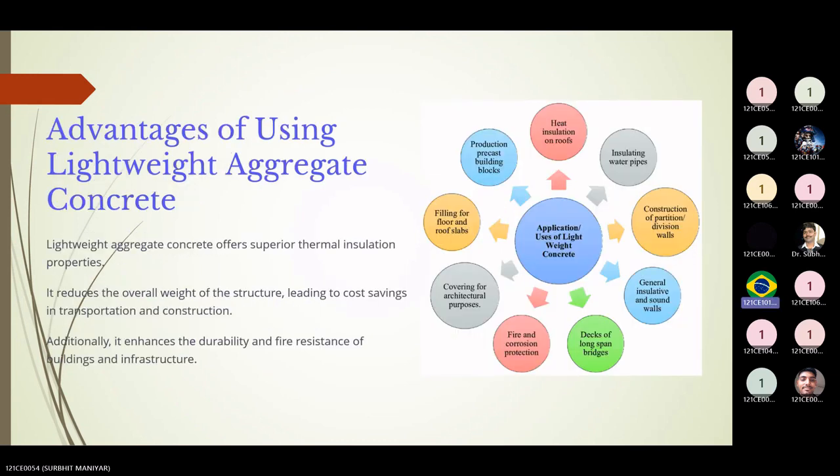Now we will see the advantages. The basic advantages are that it has heat insulation on roofs, insulation on water pipes, construction of partition and division walls, general insulative and sound walls, decks of long span bridges, fire and corrosion protection, covering for architectural purposes, and filling for floor and roof slabs. Since we know that it is lightweight, it reduces the overall weight of the structure, leading to cost saving in transportation and construction.